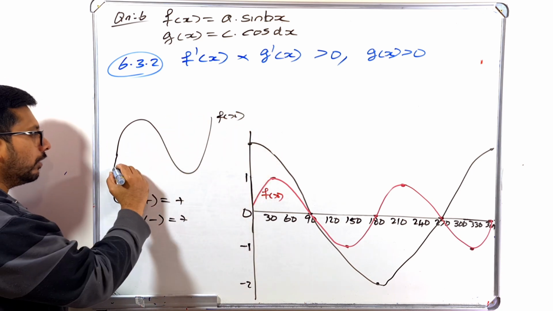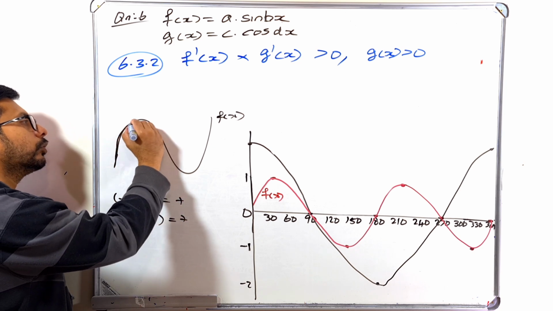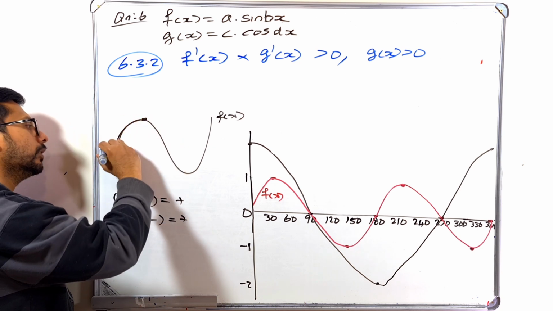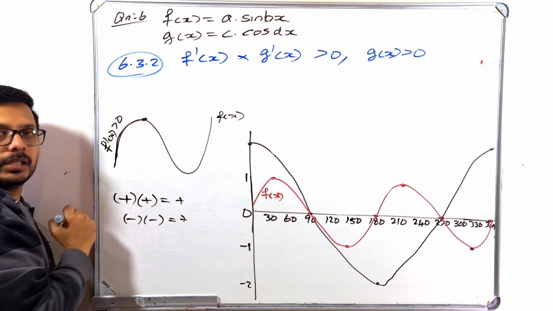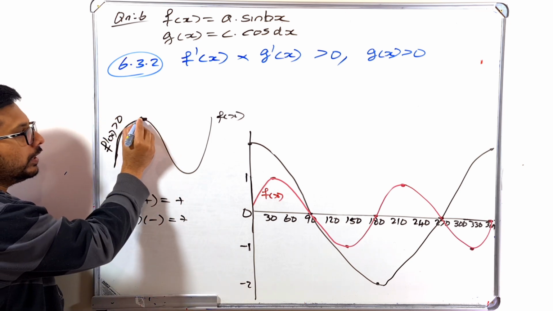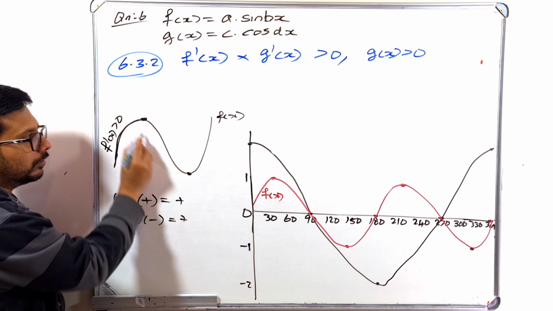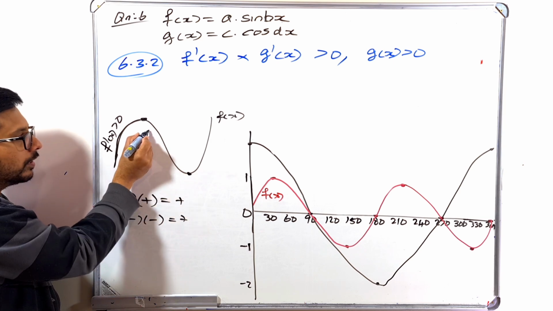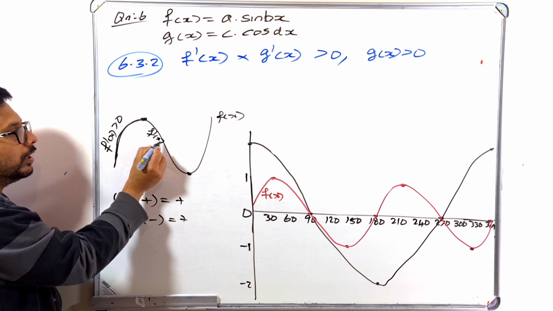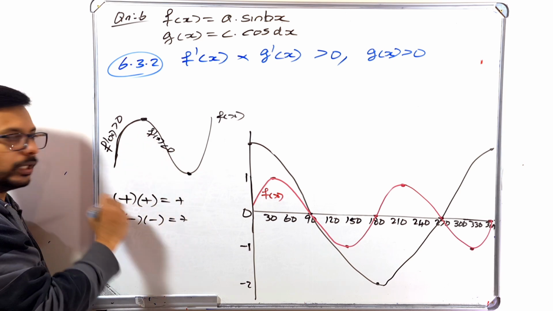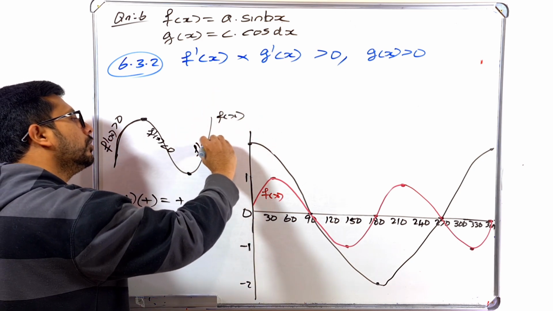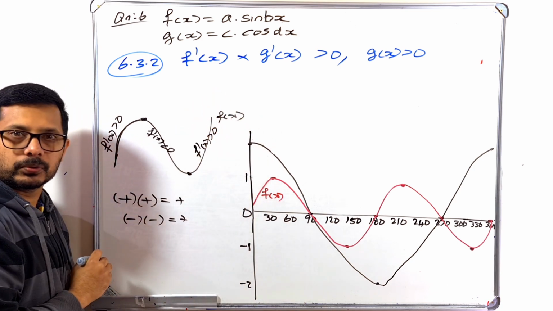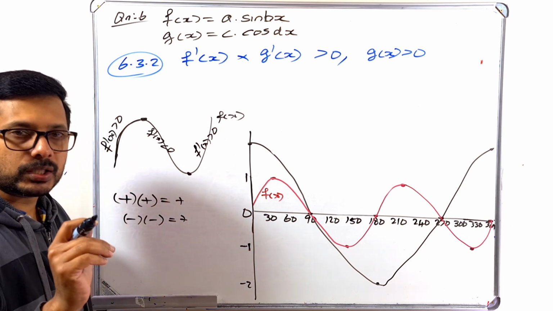When the graph is increasing, you remember that up to this turning point, the first derivative is greater than 0. When the graph is decreasing, you can see the graph is decreasing and the first derivative is less than 0. Again the graph is increasing, that means the first derivative is greater than 0. So try to understand like this.